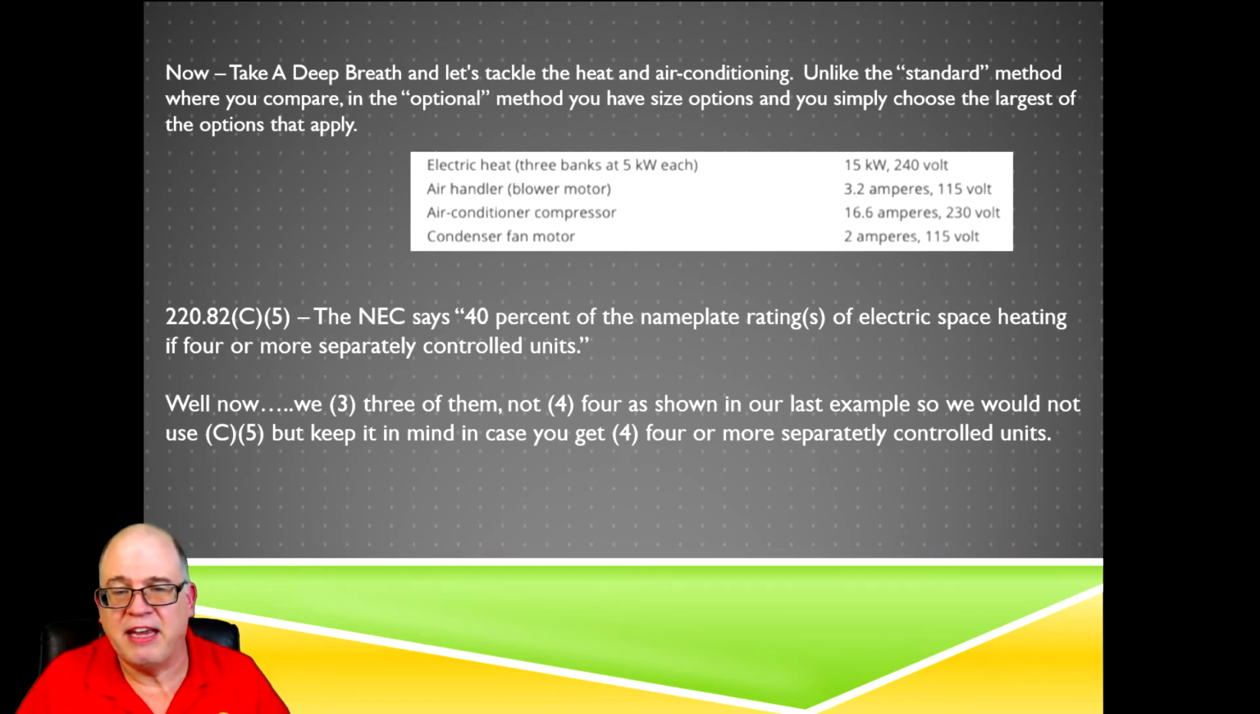In this case, it doesn't apply. However you wanted to consider these values here, whether a heat pump was supplemental, or you wanted to consider this as separately controlled 3 banks of 5 kW, and we did that at 65% because it's less than 4. However you want to do it, in this case, the 40% is not going to apply. So it wouldn't be the 40%. But I just want you to be aware of it, if you run into that.